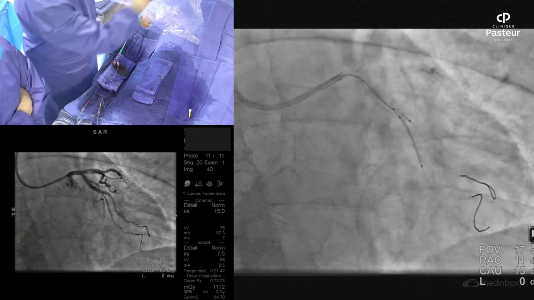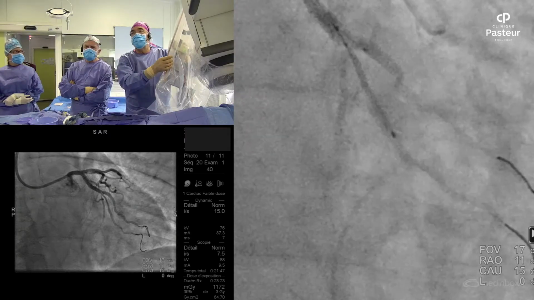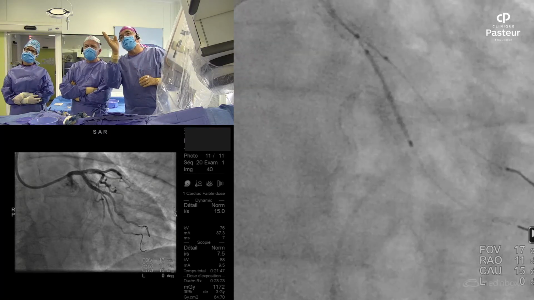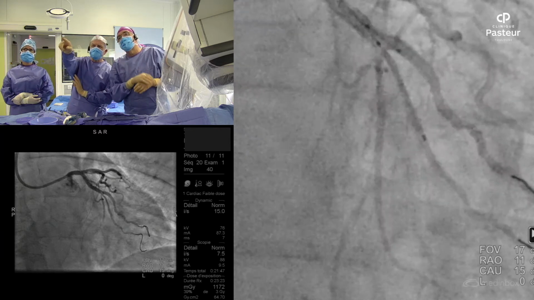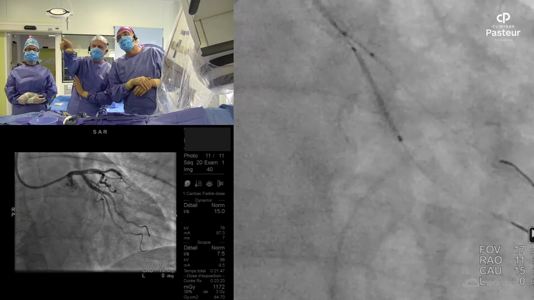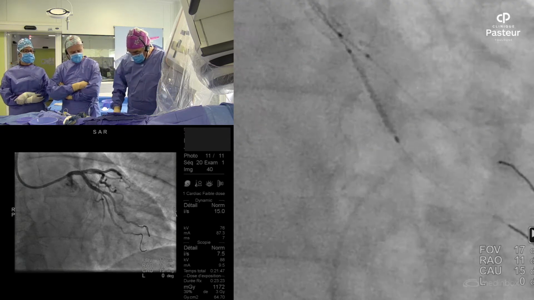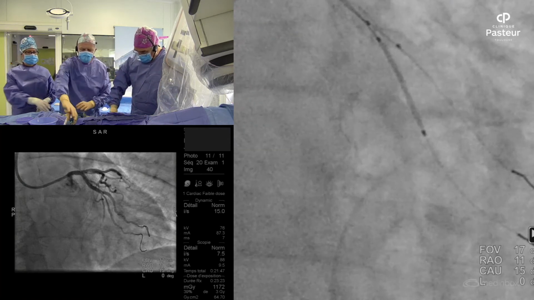I think the position is good. So do we need to pull back a little bit? When we look, the stent starts after the marker. Yeah, but it's inside the marker. For me the position is not too good. Bad, yeah. Okay, so this is the stent.